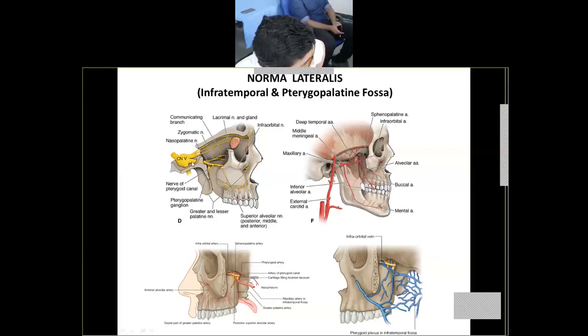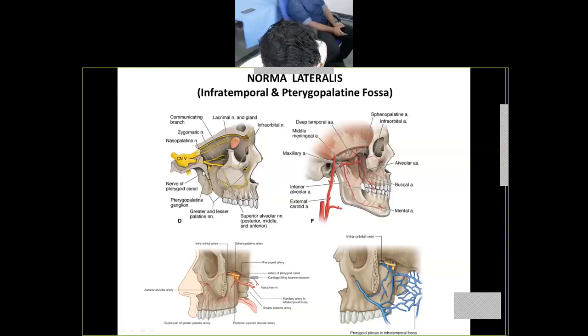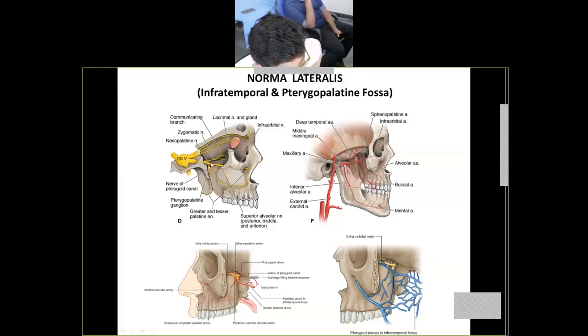So what is this? Greater wing of sphenoid. And what is coming down from it? What plate is this? These are the pterygoid plates. So anteriorly it is maxilla. Medially it is pterygoid plates. Laterally it will be mandible. Posteriorly it is spinous process. So this area is the infratemporal fossa.